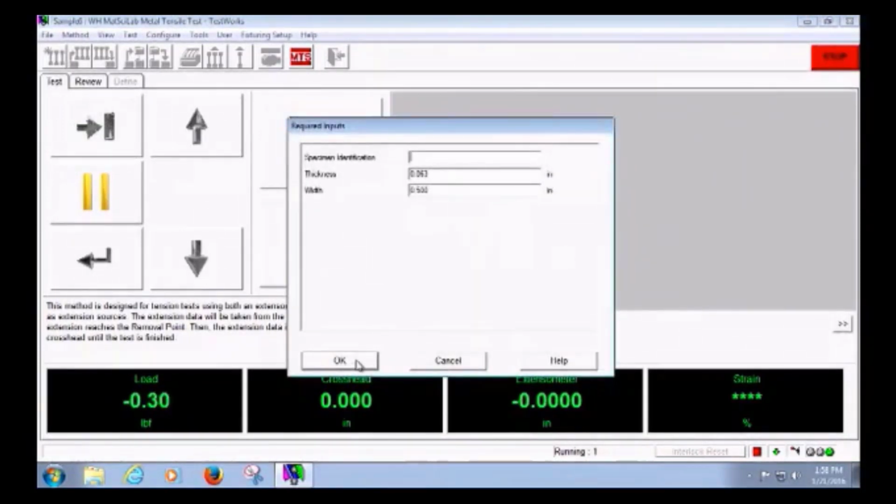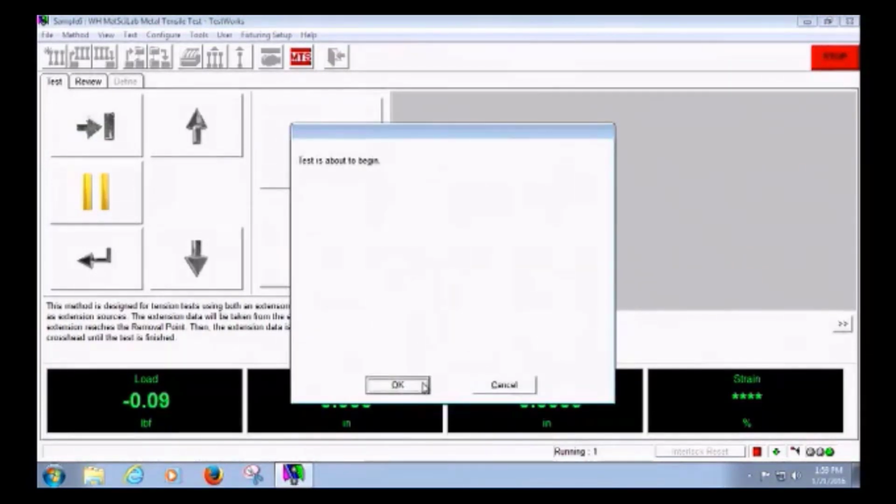All right, the specimen identification, our first specimen is the red aluminum. The thickness and width are pre-programmed with the nominal values, but we want to substitute the actual values that we have. So our red was 0.062 inches thick and 0.502 inches wide.